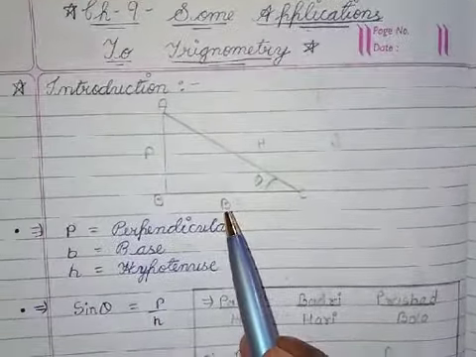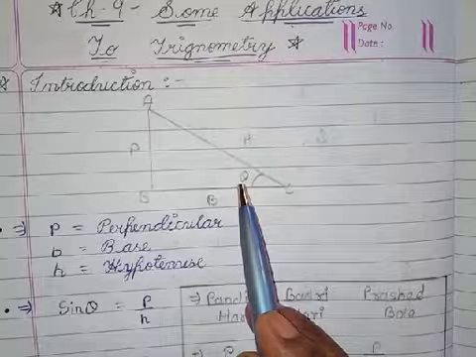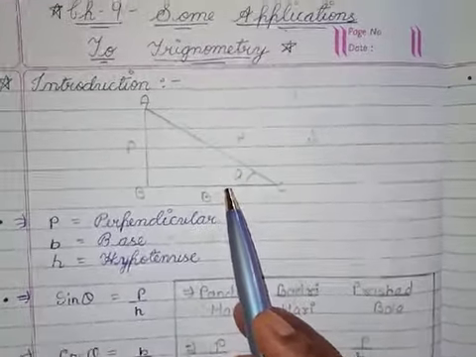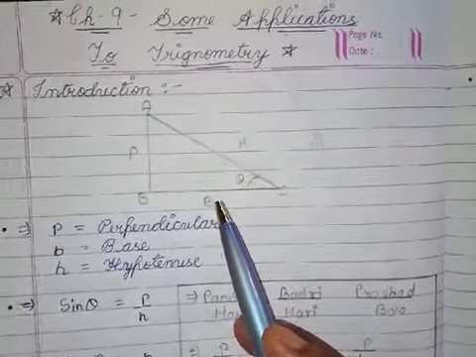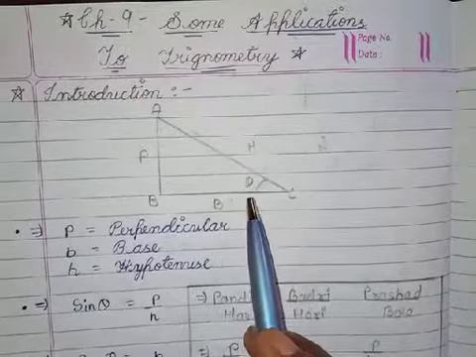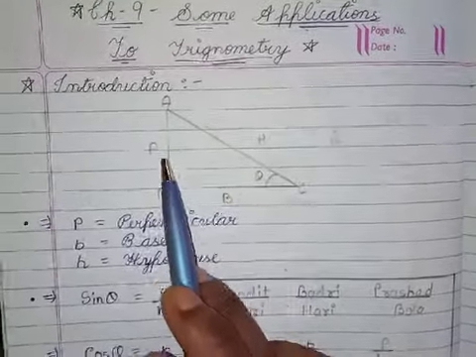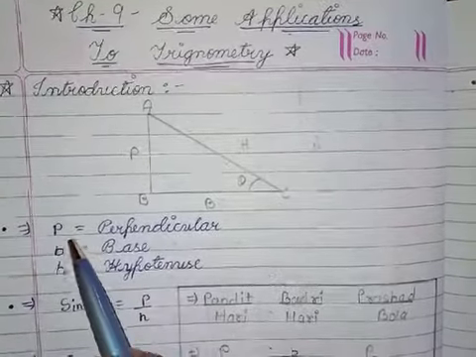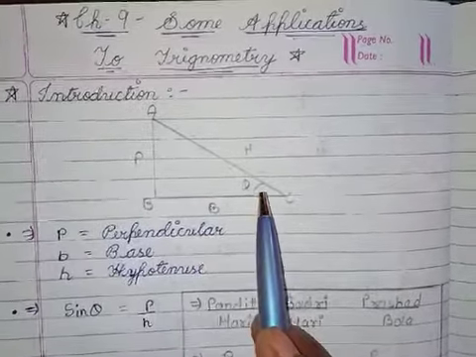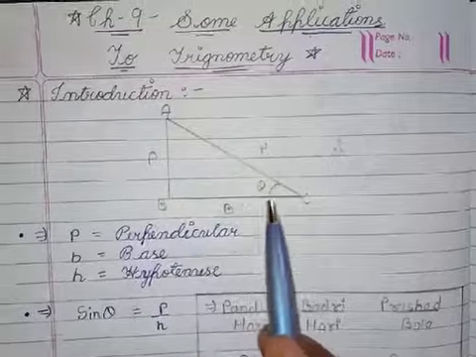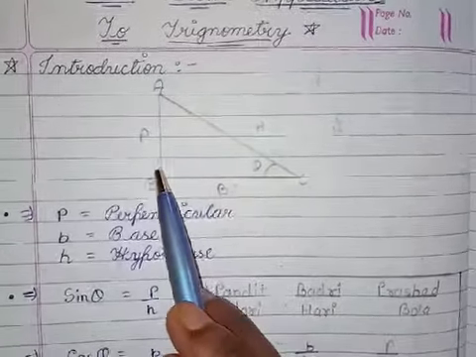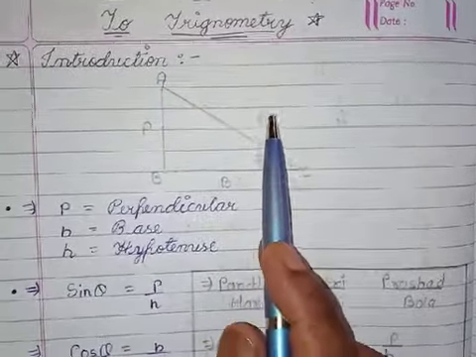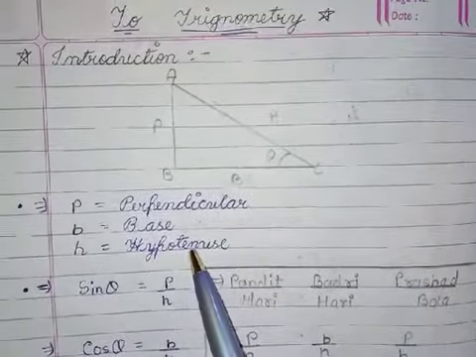So we'll define what is sine theta, what is cos theta, what is tan theta, which will be used in this chapter. Against theta is the perpendicular, which stands for P. BC is called the base. Against 90 degrees, it is called the H, which stands for hypotenuse.